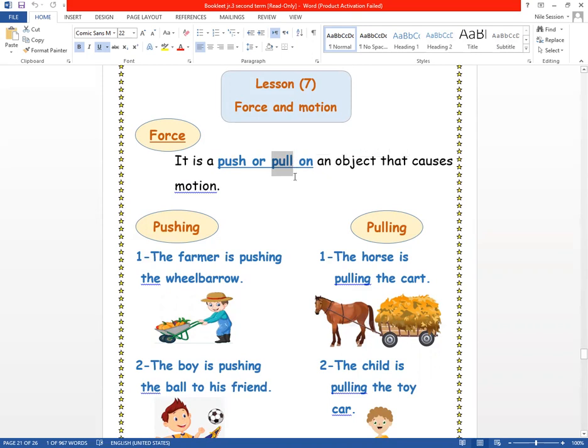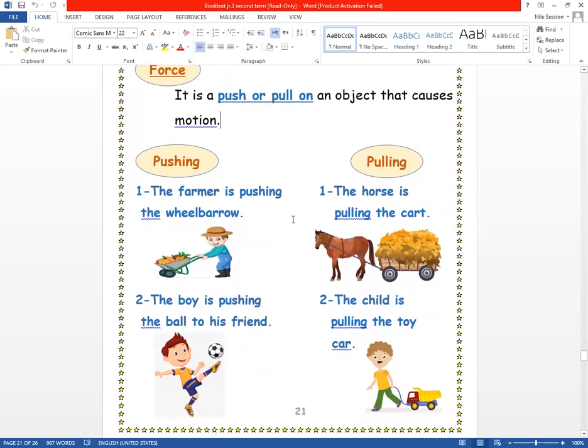Push and pull, or push or pull, they are called force. Okay, Junior 3, when I do the force, or when I do the push or pull, that causes motion. What is the meaning of motion? It means the movement. So force means push or pull that causes motion. Okay, Junior 3?